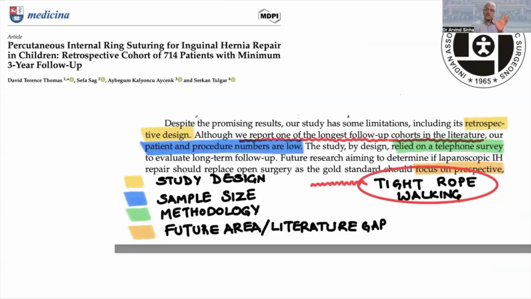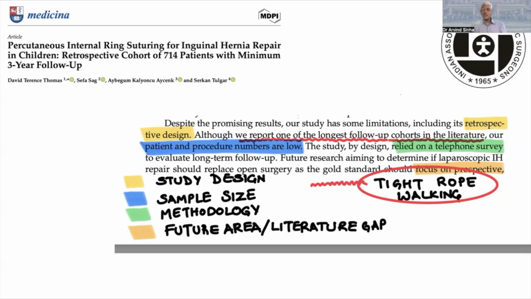We go back to the article that we were discussing, PIRS, percutaneous internal ring suturing for inguinal hernia, and their limitation section. The first line is it's a retrospective design, right? So this is a limitation identified about the study design itself. Then the second thing highlighted in blue is the patient and procedure numbers are low. So this is the sample size limitation which they have identified.